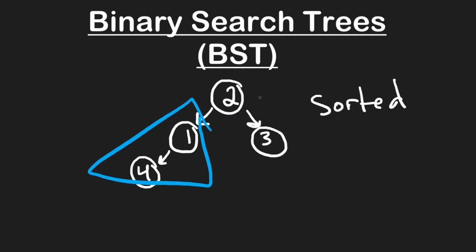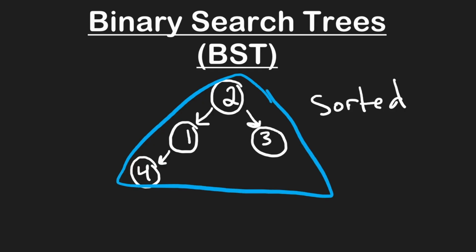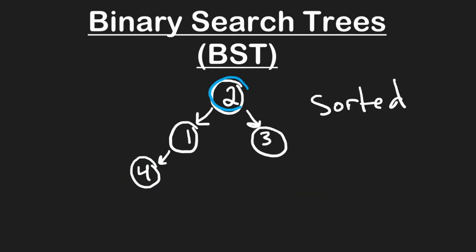But what about this tree? Is this a binary search tree? Well, every value in the right subtree is greater. 3 is greater than 2. What about the left subtree? 1 is less than 2. 4 is not less than 2. 4 is in the wrong spot. Can you tell me where the 4 should actually go?